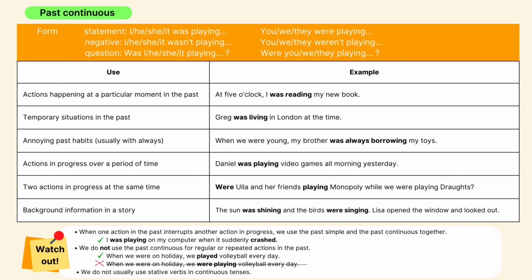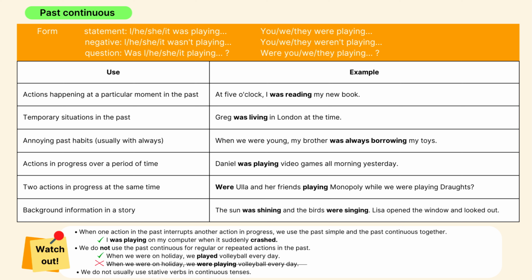Actions in progress over a period of time. Example: Daniel was playing video games all morning yesterday. Two actions in progress at the same time. Example: Were Ola and her friends playing Monopoly while we were playing drafts?